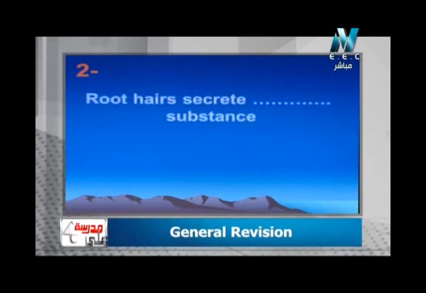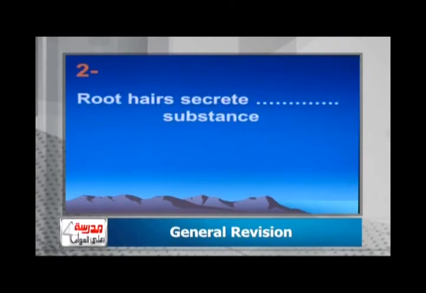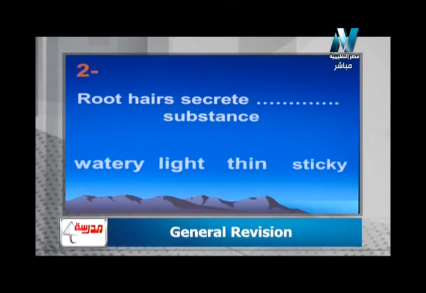Another question. Root hair secretes what substance? Root hair secretes a watery, light, thin, or sticky substance? A sticky substance, to make penetration through the soil easier. Again, root hair secretes a sticky substance to ease the penetration of the root hair inside the soil.